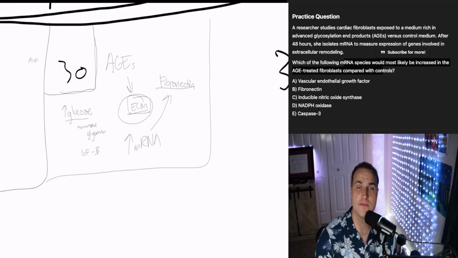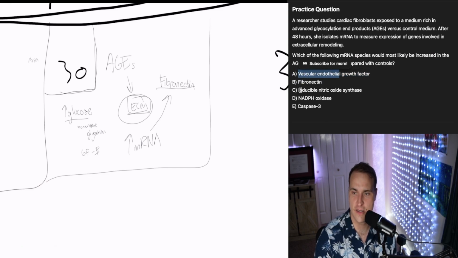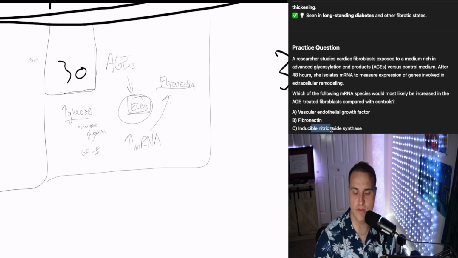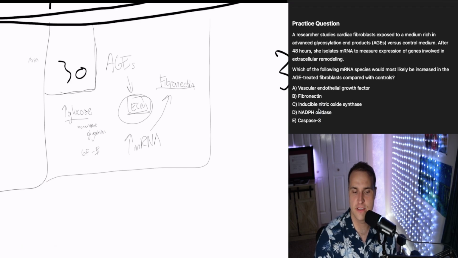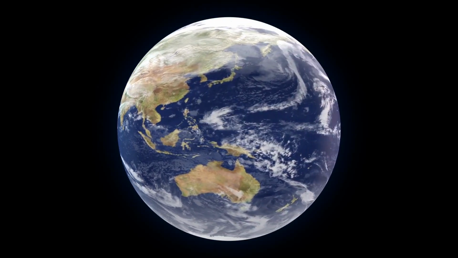High sugar means the AGEs are going to form, and AGE signaling in mesangial cells causes more fibronectin and more thick basement membrane deposition. All right, why not vascular endothelial growth factor? That's involved in angiogenesis, so that's not it. Why not inducible nitric oxide synthase? That wouldn't produce matrix proteins, it would produce nitric oxide, a vasodilator. NADPH oxidase answers would be about oxidative burst or catalase-positive organisms infecting you. Caspase 3 is the executioner of apoptosis, so it's unrelated as well. Fibronectin is the best answer choice.